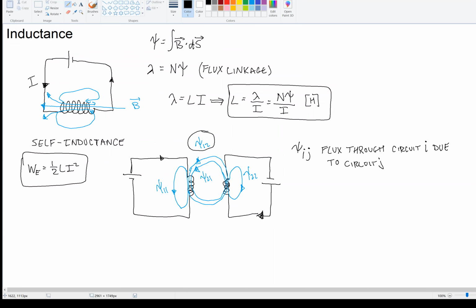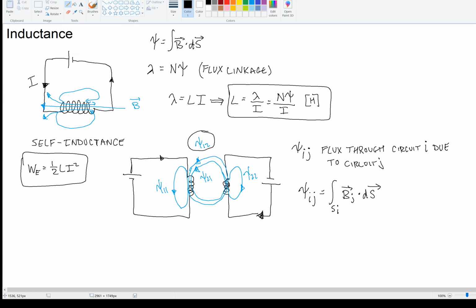Okay, so we can express psi ij like this. We can say that this is an integral then. We're going to integrate over the surface of the ith circuit. So for circuit 1, the flux through circuit 1, so that would be this guy's surface area of each coil. And then what are we going to integrate? We're going to integrate the magnetic flux density due to circuit 2 or circuit J. Right? And so that's how we come up with psi ij.